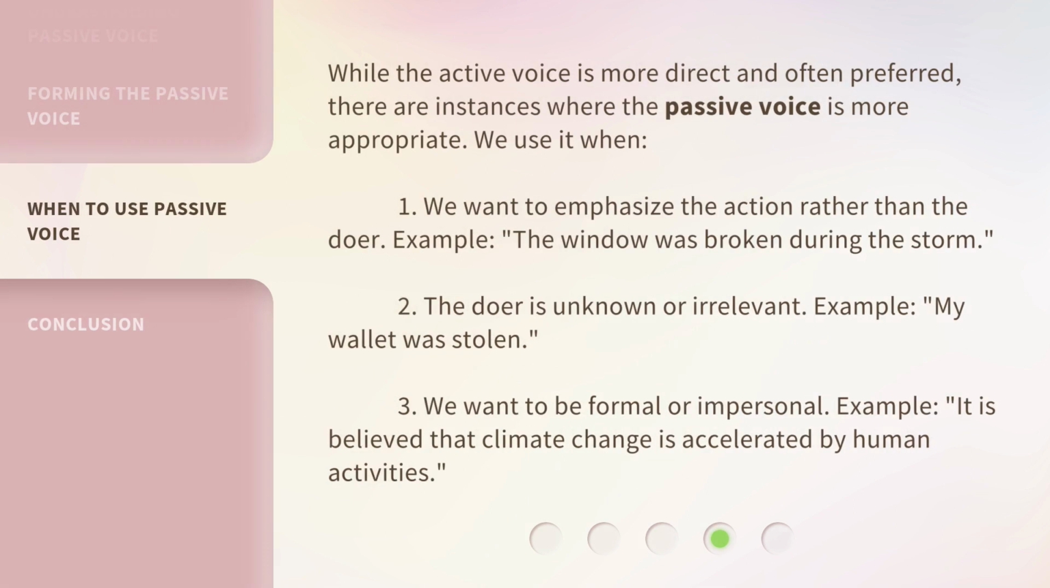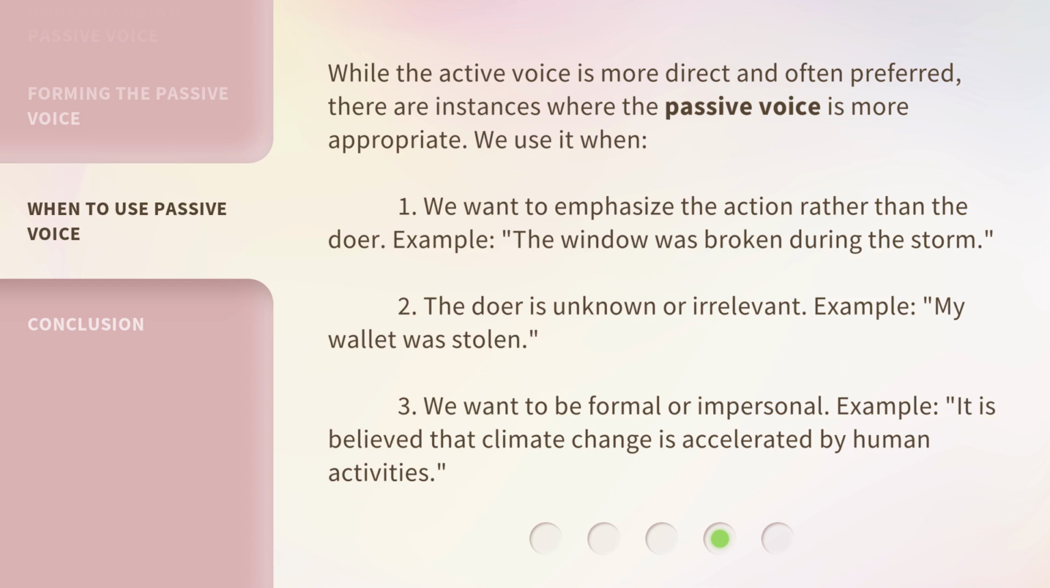While the active voice is more direct and often preferred, there are instances where the passive voice is more appropriate. We use it when: 1. We want to emphasize the action rather than the doer. Example, "The window was broken during the storm."